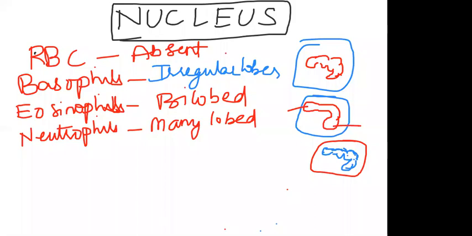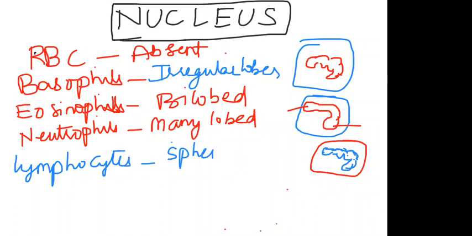Next, agranulocytes. Agranulocytes are of two cells, isn't it? Lymphocytes and monocytes. In the lymphocytes, a large spherical nucleus is present. I am requesting all of you to make notes for all of these items I'll give you now. Lymphocytes are with a large spherical nucleus.